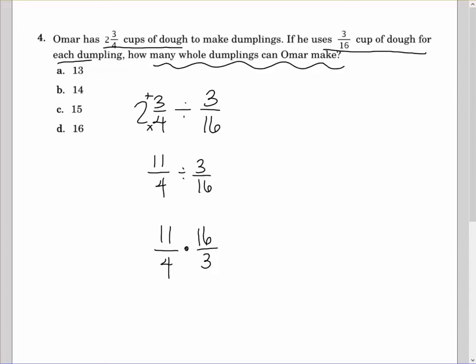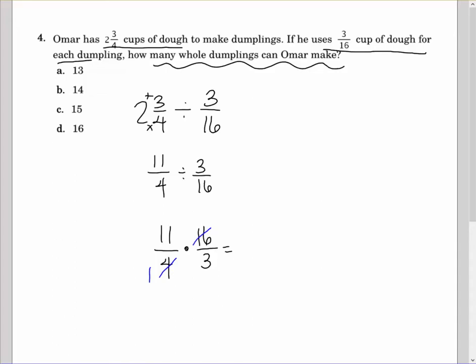So there you go. Now you can either simplify before you multiply, or you can simplify later. Personally, I like to simplify before I multiply. So when you do that, you look diagonally and see, are there any common factors that I can divide by? So 4 and 16, you look diagonally, they share a common factor of 4. So if I divide 4 by 4, I'm going to get 1.